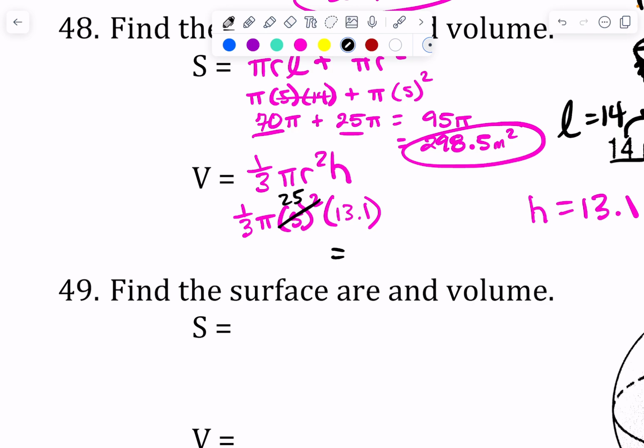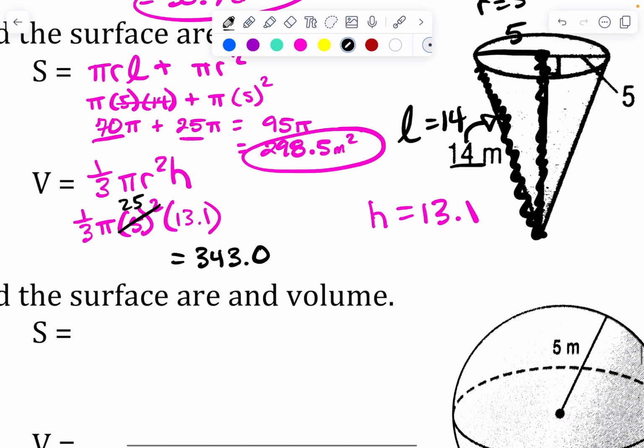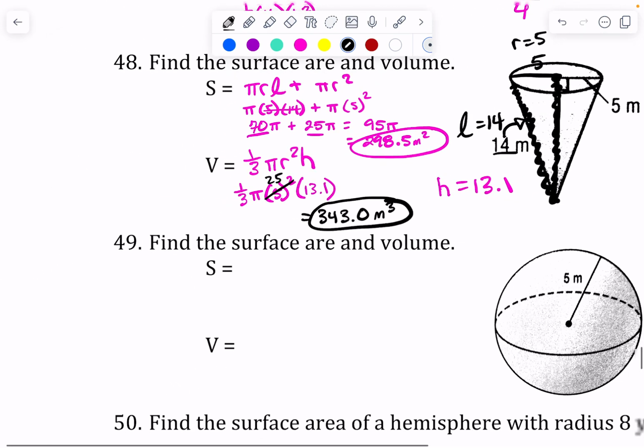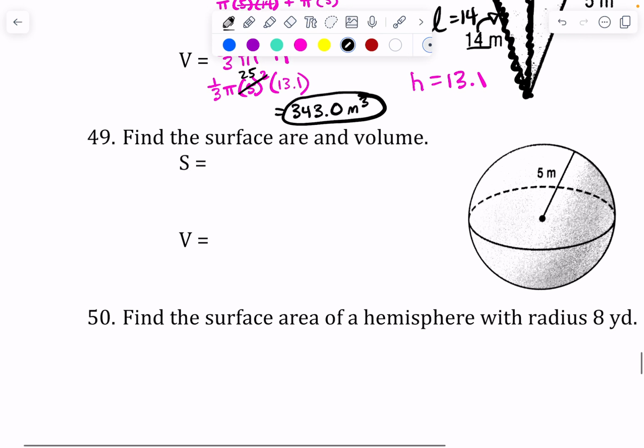Okay, and I get 342.95, so 343.0, and that is in meters cubed. Meters cubed. Okay.